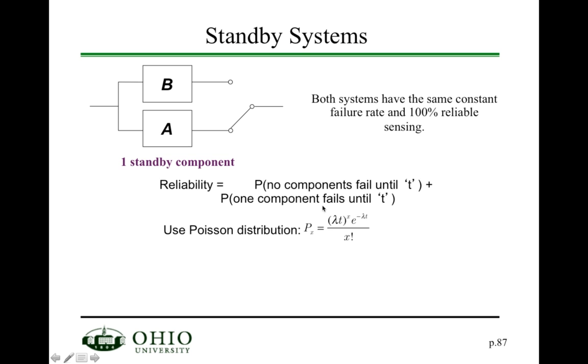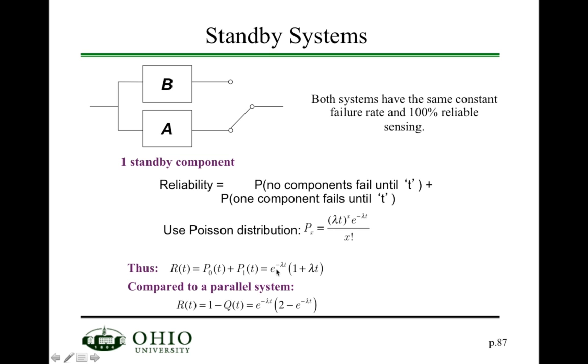We have already identified this. Both of these are just Poisson distributions with x equal to 0 for the top one and x equal to 1 for the bottom one. If you work it out, the reliability is just going to be e to the minus lambda t for x equals 0, plus lambda t times e to the minus lambda t. Then you can compare this to a standard parallel system, and you'll find that the reliability is typically a little better for standby systems. Of course, one thing you have to realize is that we're assuming the switch is perfect.